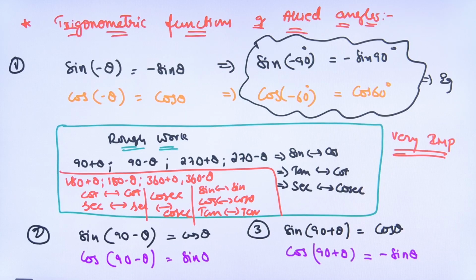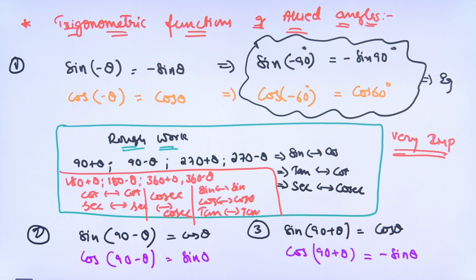This is clear, everyone? So see, sine 90 plus theta, as it is sine, its answer will be positive. Next, cos 90 plus theta, as it is cos and 90 plus theta, that means second quadrant. In the second quadrant, cos is negative. That's why the answer is negative. Getting this point, everyone? Right?